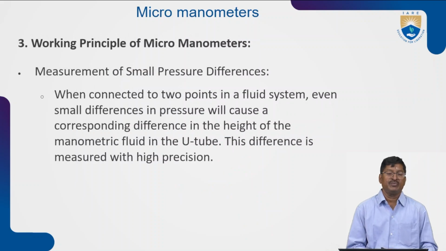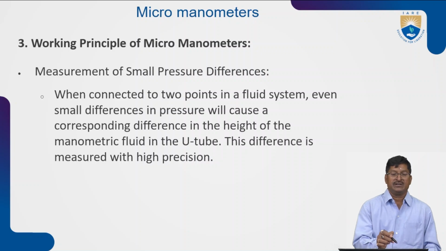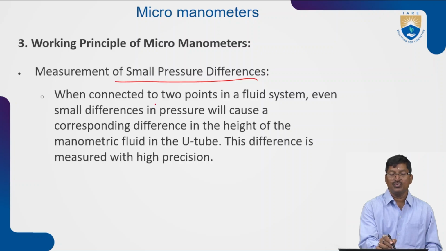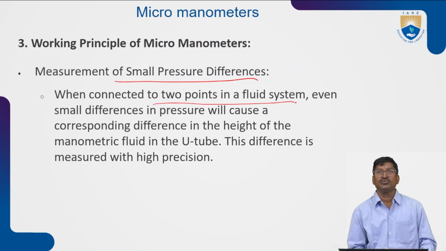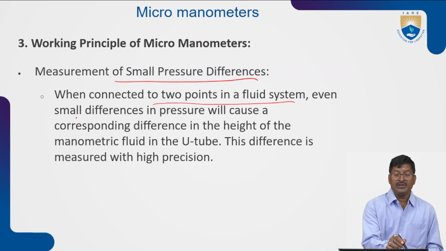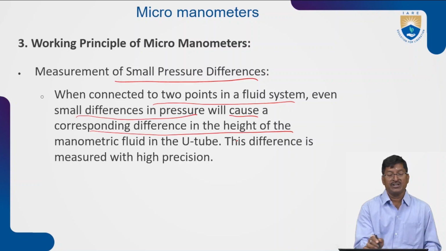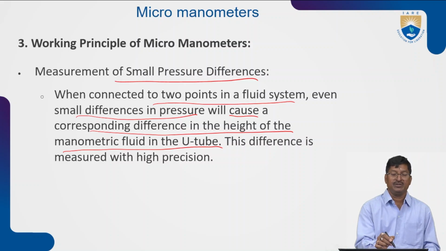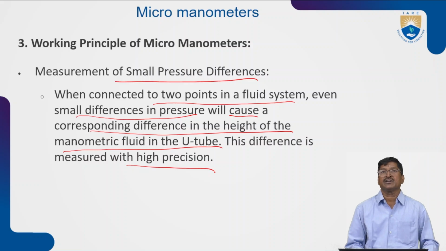So, the working principle of micromanometers. See here, a small pressure difference, when connected to 2 points in a fluid system, okay, even small differences in pressures will cause a corresponding difference in the height of the manometric fluid in the U-tube. So this difference is measured with high precision. So even if it is connected between 2 points, even a small difference in pressures we can measure very precisely, at high precision, by using these micromanometers.